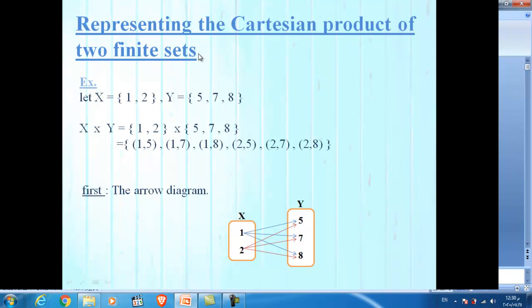Representing the Cartesian product of two finite sets. If we want to represent the product of X and Y by an arrow diagram, first we will represent X in a rectangle and Y in another rectangle, X {1, 2}, Y {5, 7, 8}, and we will connect each element of X with each element of Y by arrows: 1 with 5, 1 with 7, 1 with 8, 2 with 5, 2 with 7, 2 with 8. We use arrows as you see in this figure.